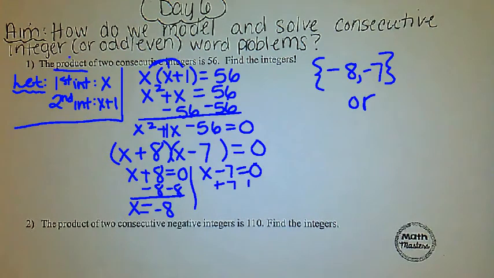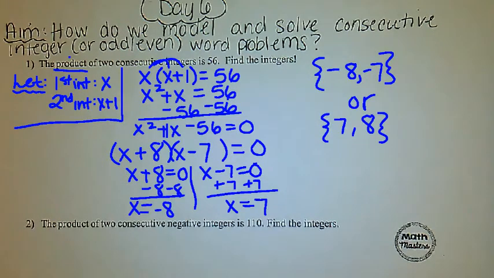If we solve this one, we get x equals 7. Okay, so that would be 7 and 8. Now if you check this real quick, 7 times 8 is 56, and negative 8 times negative 7 is 56. So they both check, so there's your entire solution. And that's all there is to it.